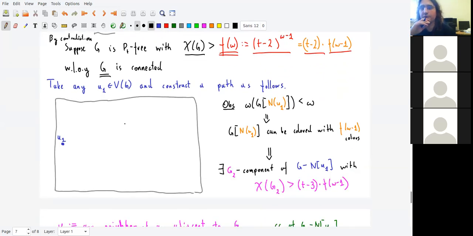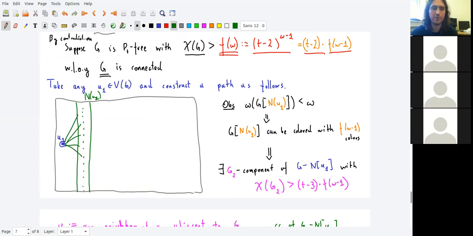So now the idea is to try to greedily construct an induced path of length t using the assumption that the chi is large. And this will be quite tricky. So let me pick any vertex, call it U1. It is here on the left of the graph. And let me try to draw this path as follows. So first of all, let me look at all the neighbors of U1. Yes, this is the neighborhood of U1, and here are all the edges. So these are all the neighbors, and the rest of the graph are the non-neighbors of U1.